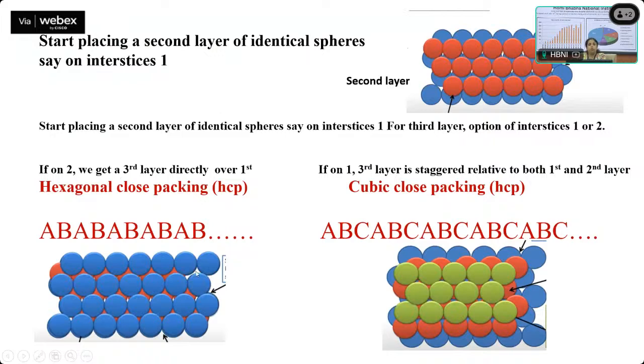But if you place your third layer on the interstices facing downward, let's say the second was placed on the triangular interstices facing upward, and the third is placed on the interstices facing downward, what you get is your third layer of circles directly above the first layer, which is also called the hexagonal close packing, or the very famous arrangement of ABAB kind of packing.